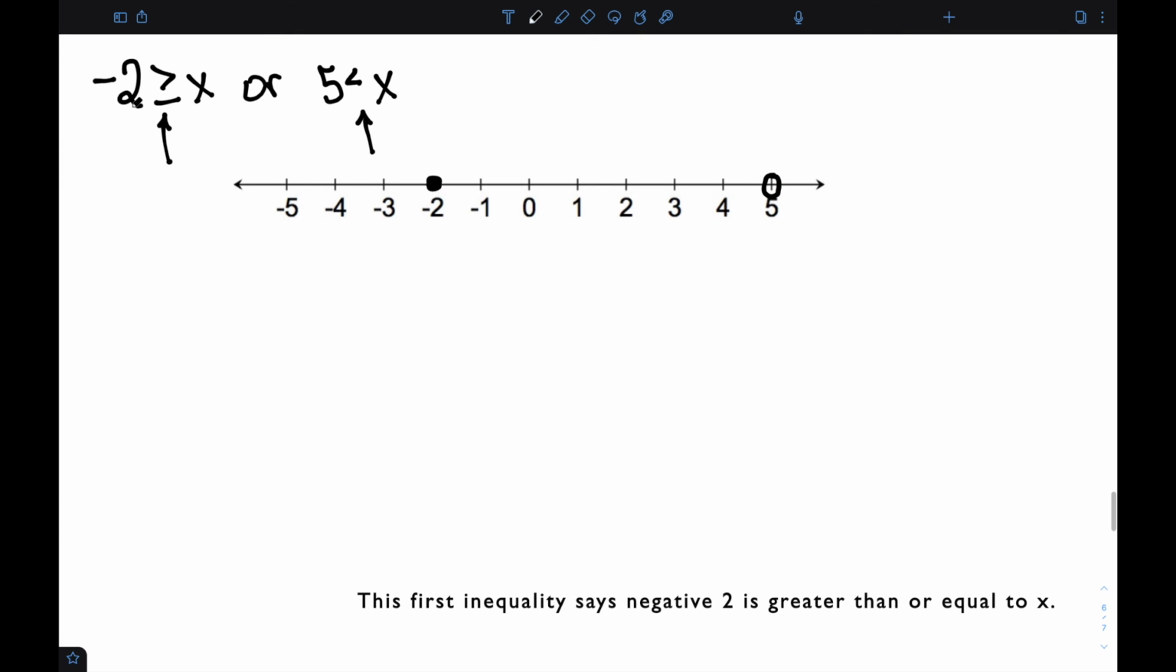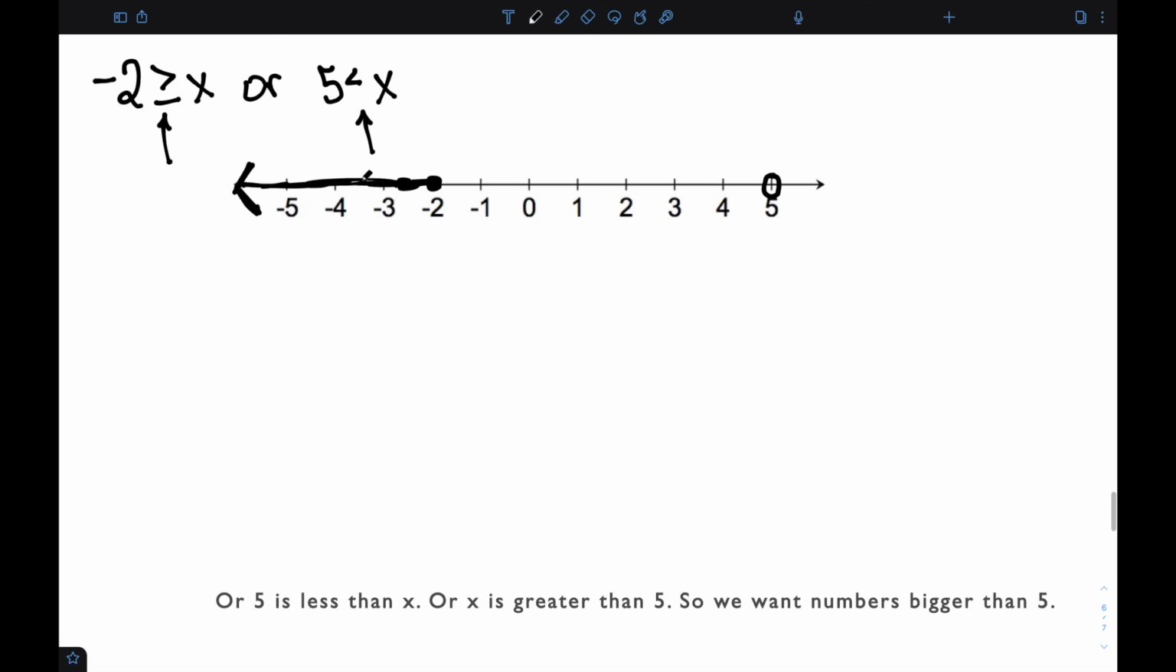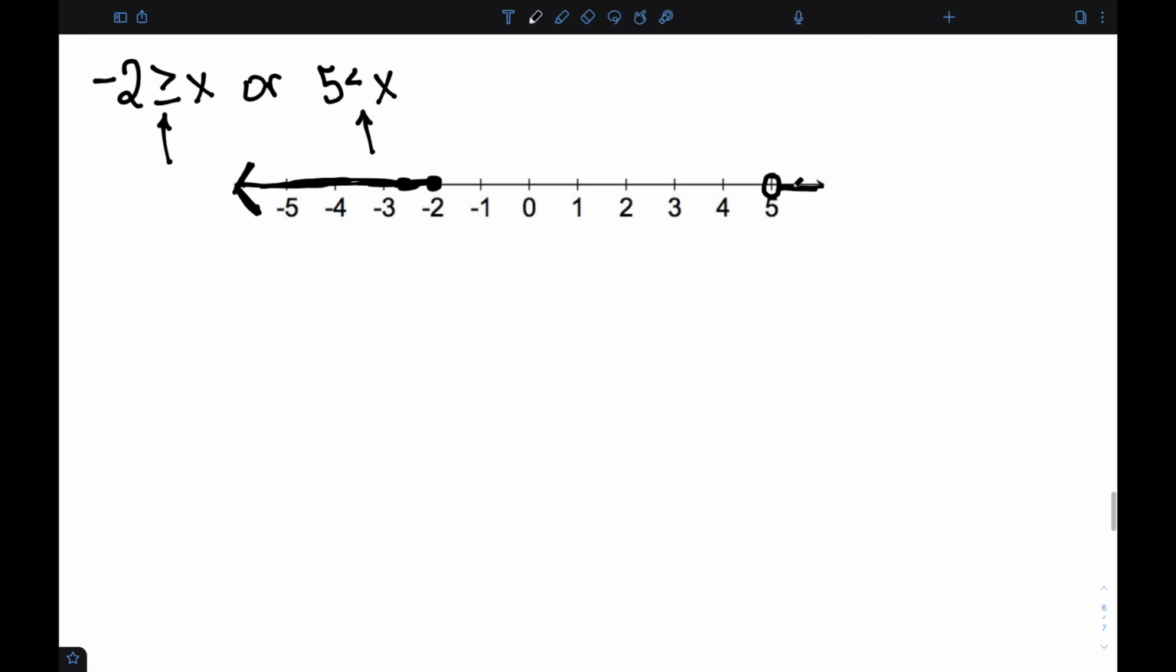This first inequality says -2 is greater than or equal to x. Or, reading it backwards, x is less than or equal to -2. So we want x less than or equal to -2, so the numbers to the left of -2. Or 5 is less than x, or x is greater than 5, so we want numbers bigger than 5. So this is what this graph would look like.